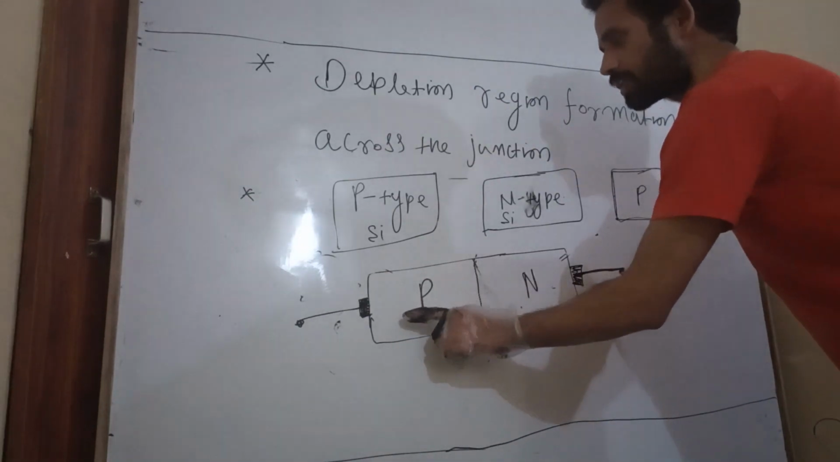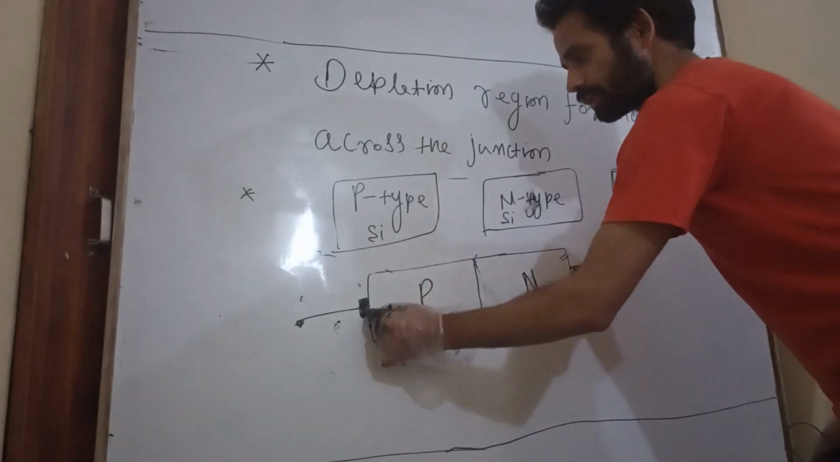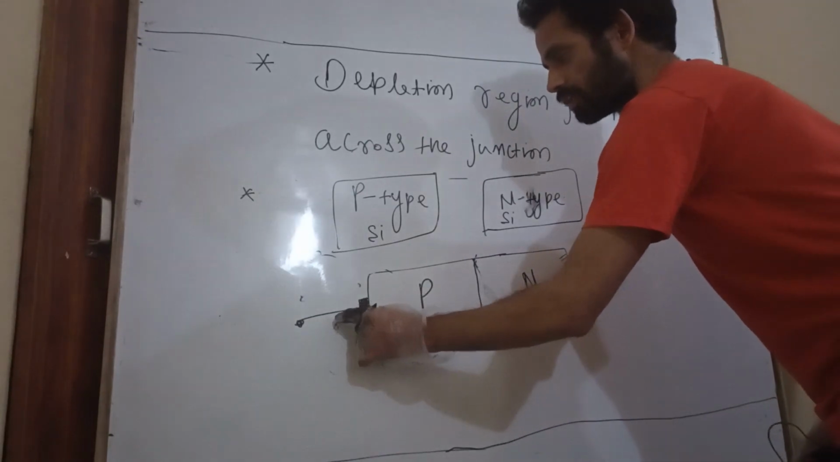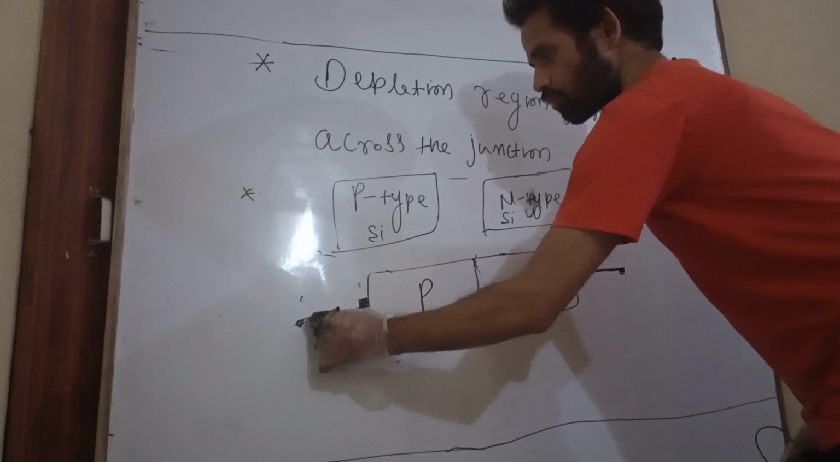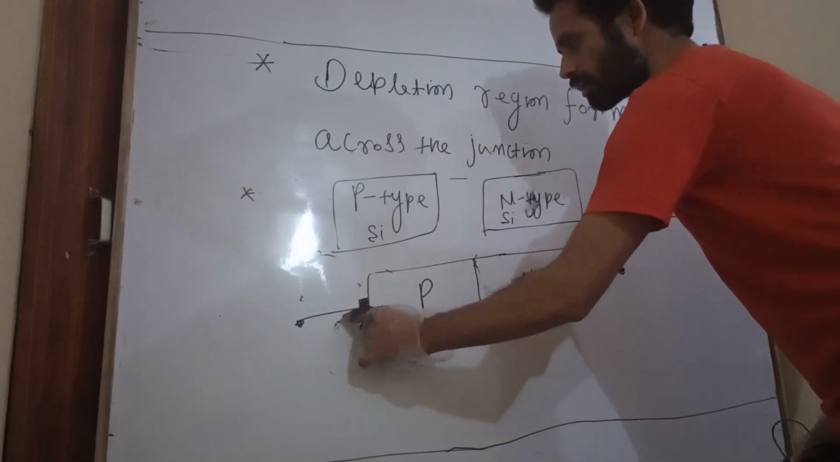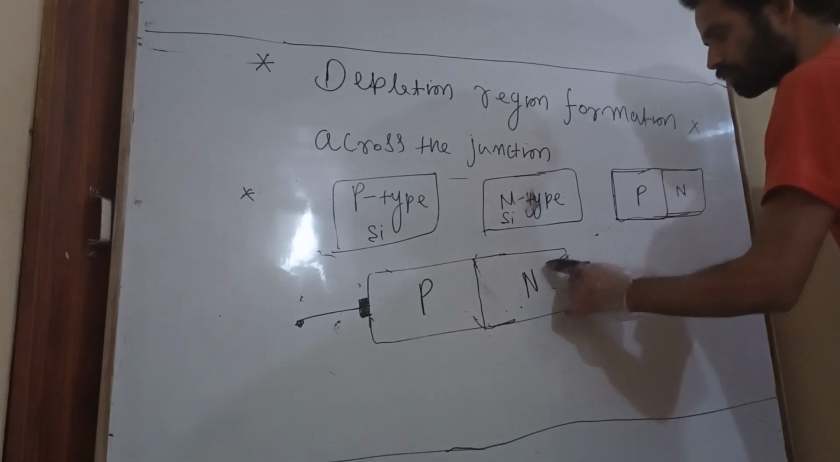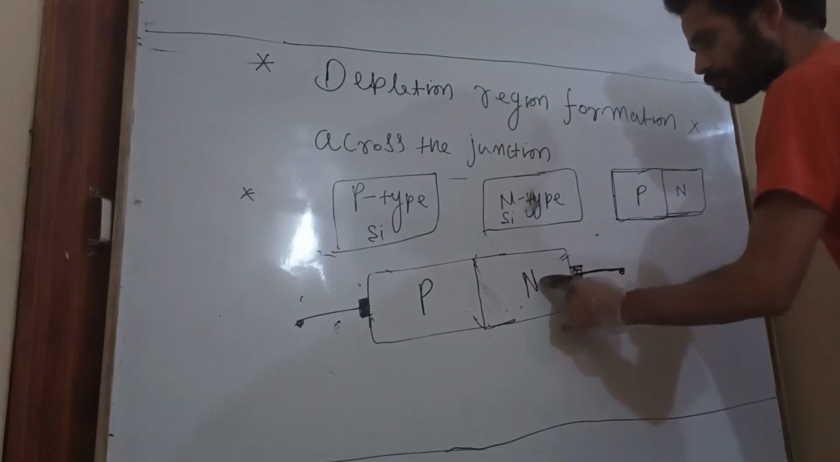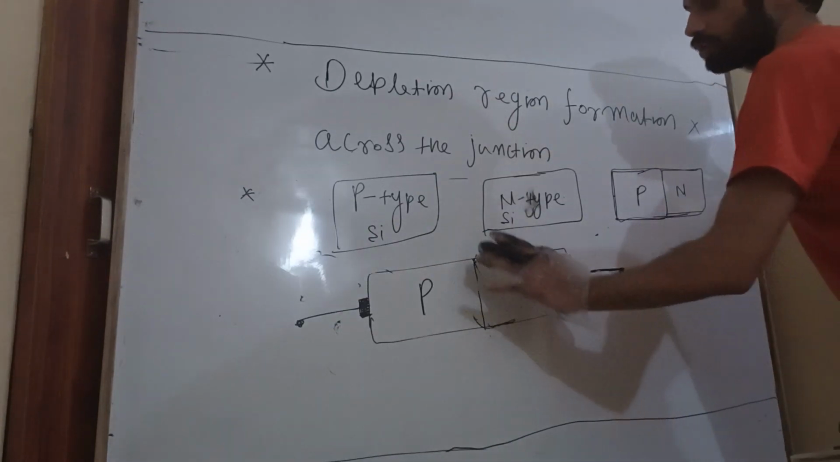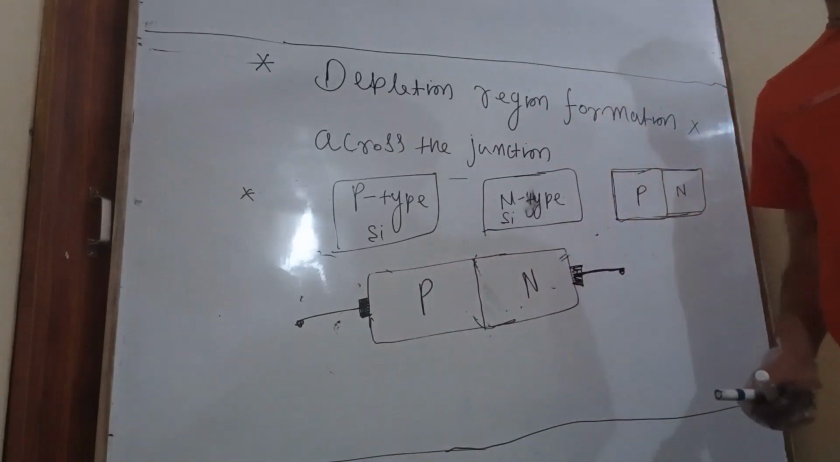We make contact to the P region through metal, so we are connecting the wire to the P region through a metal contact. Similarly, here we are connecting the wire to the N region through a metal contact. So it is a PN junction diode.